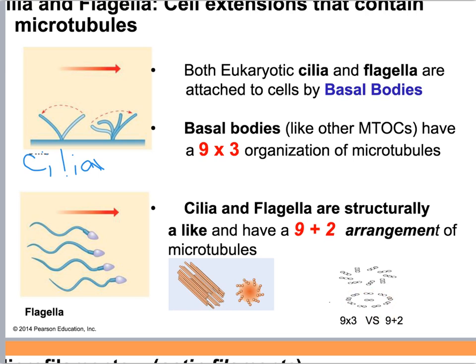So the 9+2 is actually 9 doublets of microtubules with 1 doublet in the center, one pair of 2 in the middle. So 9 plus 2 is the organization of the microtubules within the cilia and the flagella. 9 times 3 is the organization of the microtubules in either the basal bodies or the microtubule organizing centers.